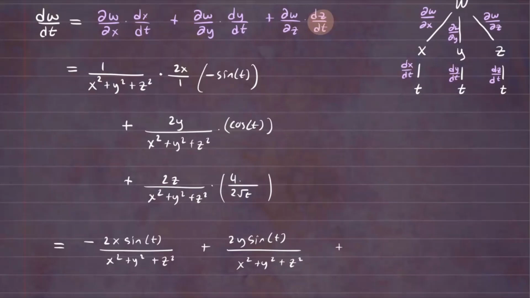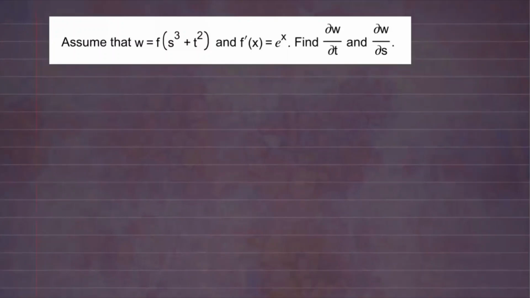And the last one, here we can simplify a little bit. So the 4 and 2 will simplify to 2. So we'll have 2 times 2z, that's 4z over square root of t times x squared plus y squared plus z squared. So that is our derivative. I didn't rewrite x, y, z in terms of t, so if you want to do that, you can also do that. All right, so here's our last example illustrating chain rule.